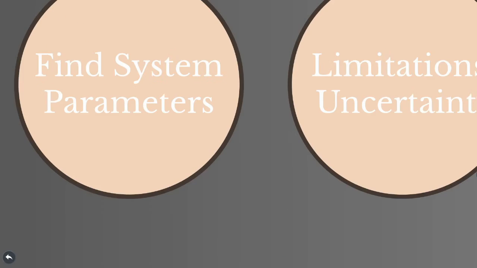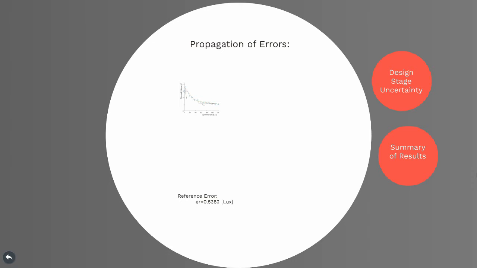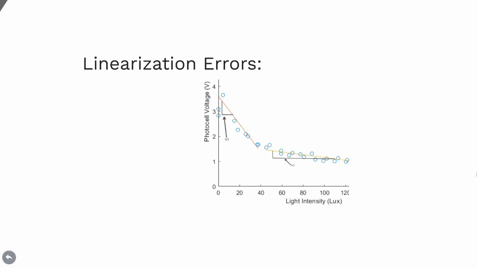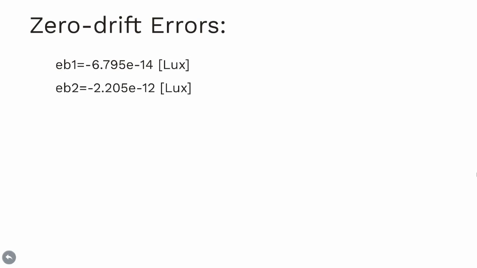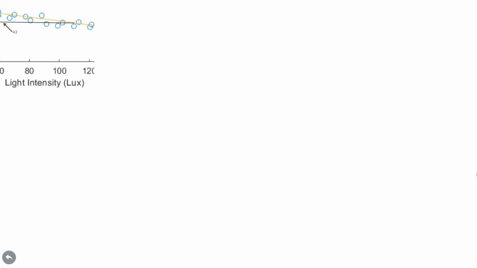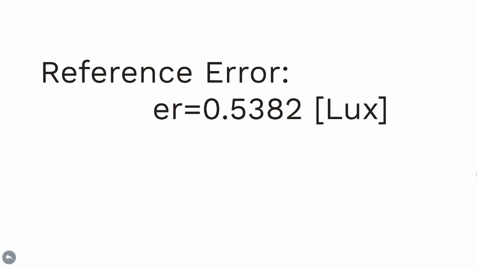To find the design stage uncertainty of the sensor, it is important to consider the propagation of errors due to the sensor apparatus and its reference instrument. The first error that was considered was the linearization errors. Again, since there are two linear regressions that were performed on the static calibration data, there will also be two linearization errors. Next, the zero drift errors were also calculated. The next error that was considered was the quantization error of the myDAQ. Since there are two static sensitivities, there will also be two quantization errors. Next, the hysteresis error was found. Next, one must consider the reference error of the lux meter.